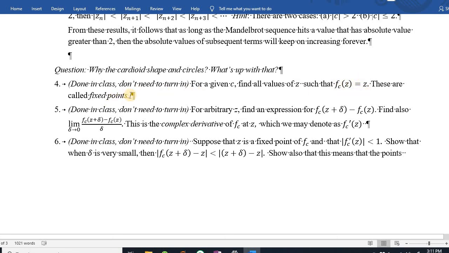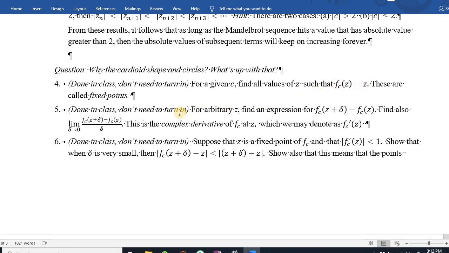And what happens is that if you start at c and you keep taking f of c, f of c, and so on, eventually it will either go to infinity or it may go to a fixed point. Once it reaches a fixed point, it will stay there. Because, for instance, if z_n is a fixed point, then f_c of z_n is also z_n. So that means z_(n+1) is a fixed point. Okay? So once you reach a fixed point, you get stuck there.